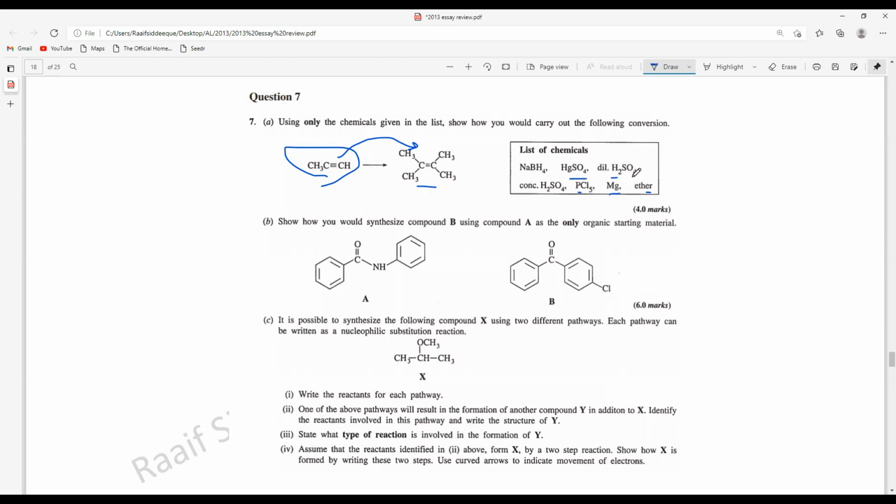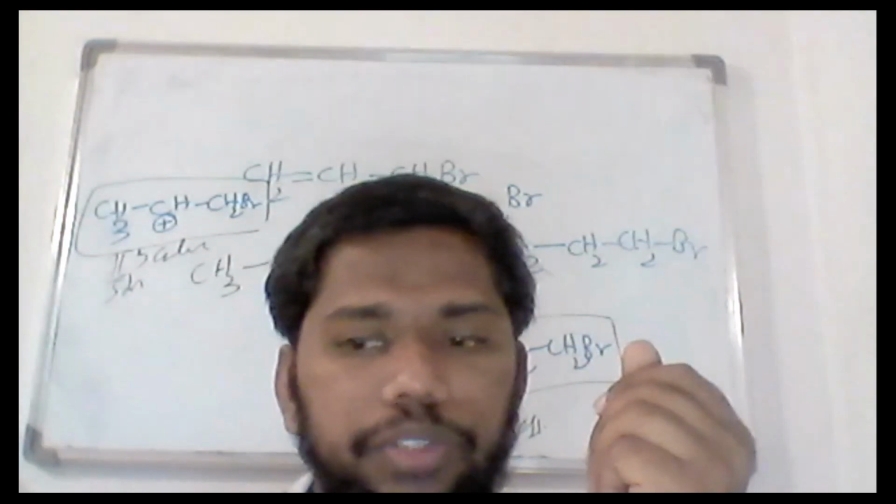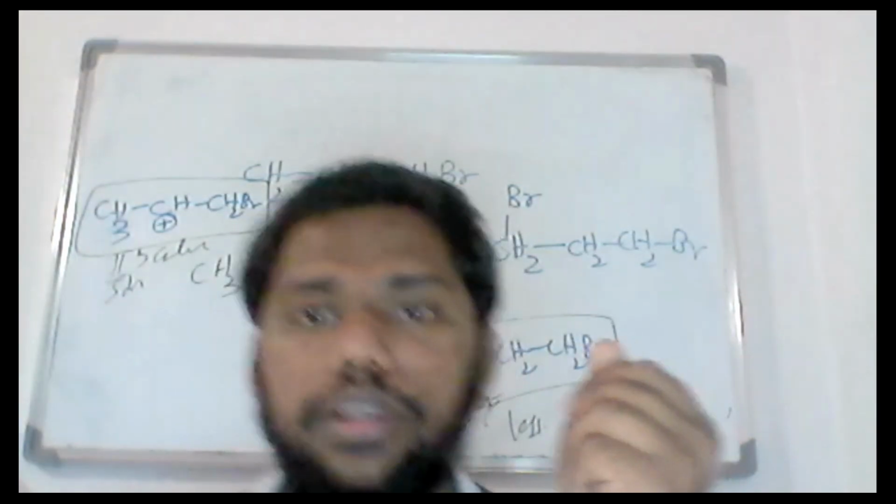So HgSO4, H2SO4, which means you can remember this is the hydration of a triple bond. So this can be our first step. Then we have NaBH4, which means you can reduce a compound. We will see whether we need to use it or not. Then we have PCl5 and magnesium in ether to form the Grignard as well. Okay, I will use the board again, which will be easy for me.